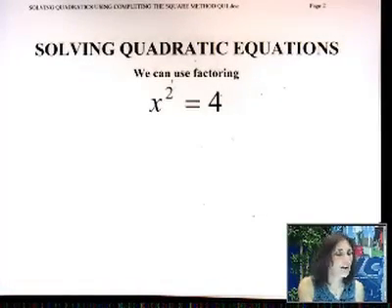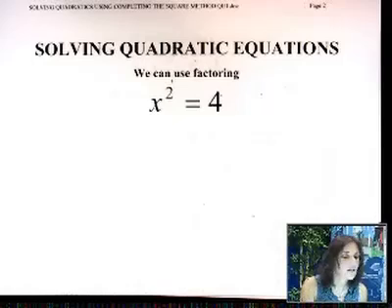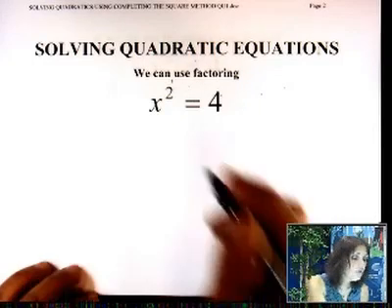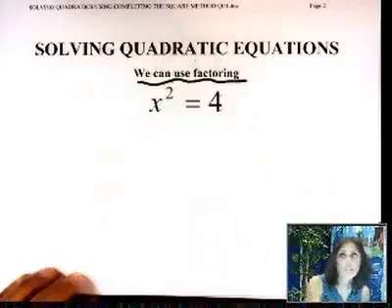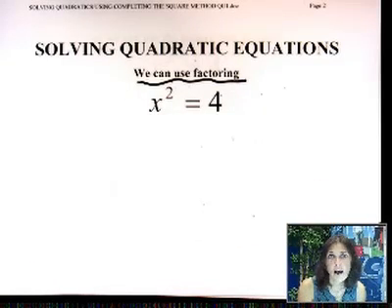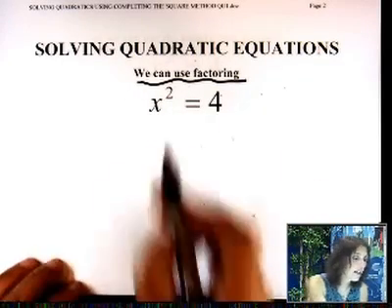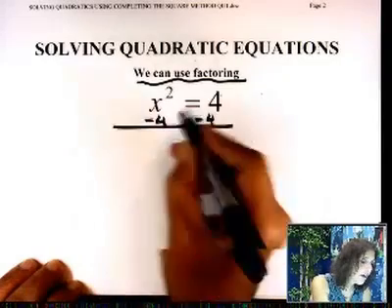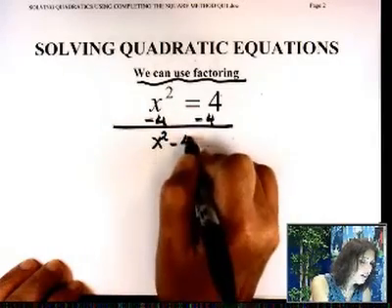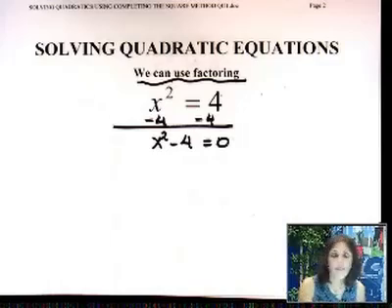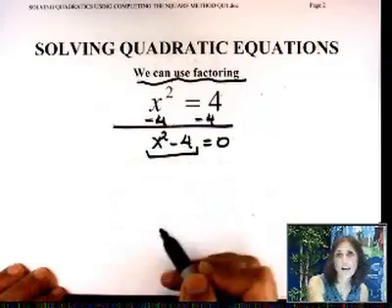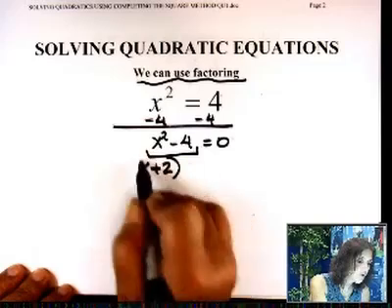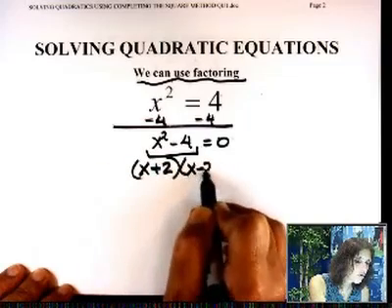Now let's say we have a quadratic equation that is like this: x squared equals 4. We can use factoring for it. To do factoring, you know how to do factoring. You need to have everything on one side. So subtract 4. Then you have x squared minus 4 equals 0. Then factor the left-hand side. This is a plus b, a minus b: x plus 2, x minus 2.